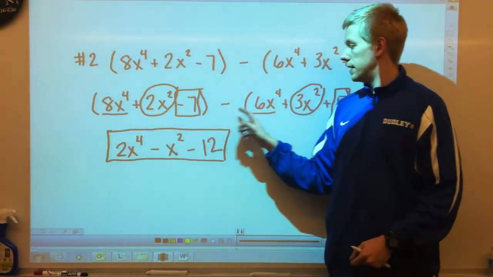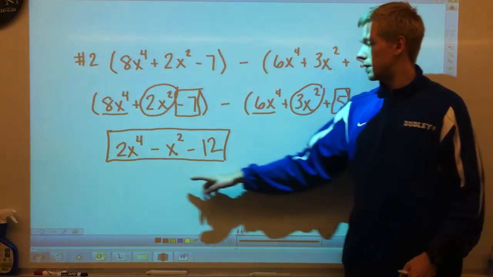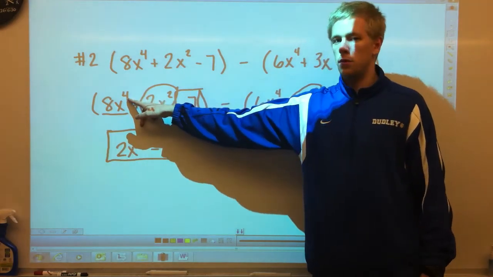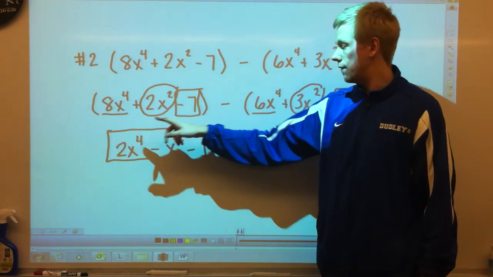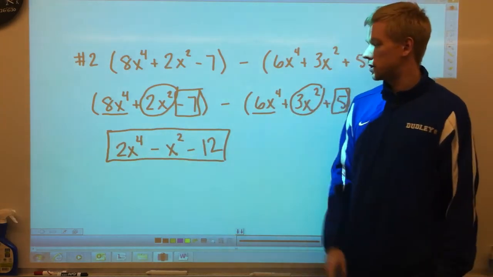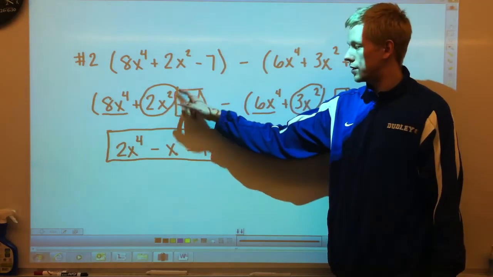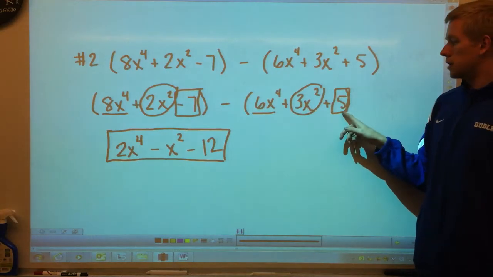So 8 minus 6, because I only subtract the coefficients, becomes a 2. So I have 2x to the 4th. I don't subtract my exponent. I don't do 4 minus 4. I leave that 4 in my answer. So 8 minus 6 becomes 2x to the 4th. Then I go to the next term. The next term is a 2x squared. I circle it. I want to find something that matches that 2x squared.